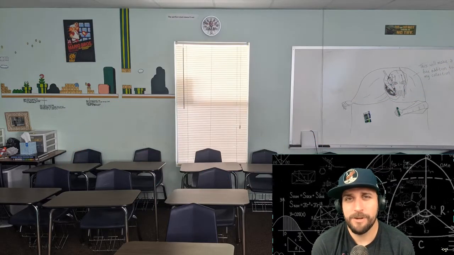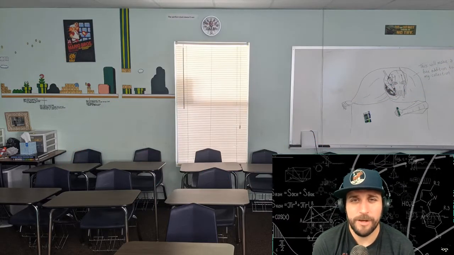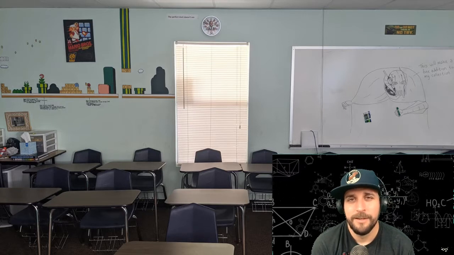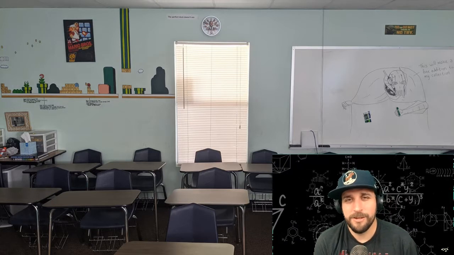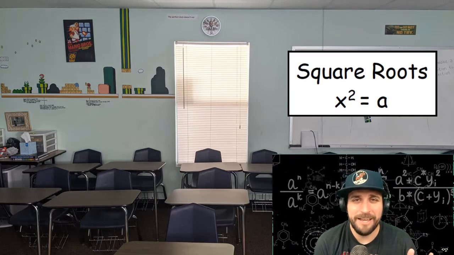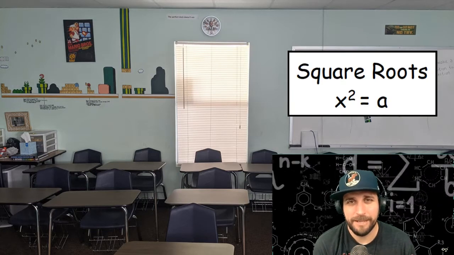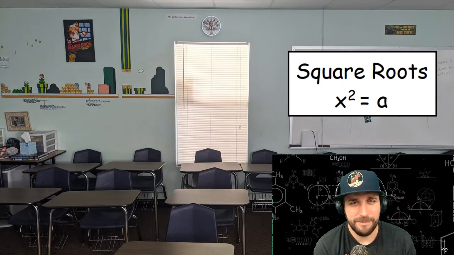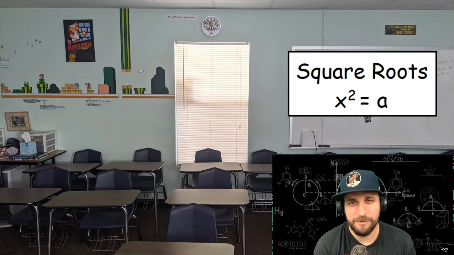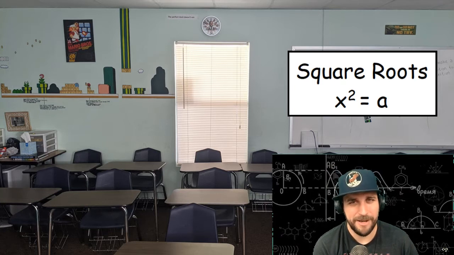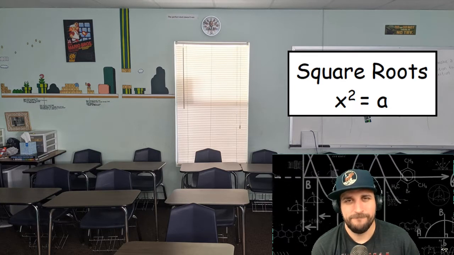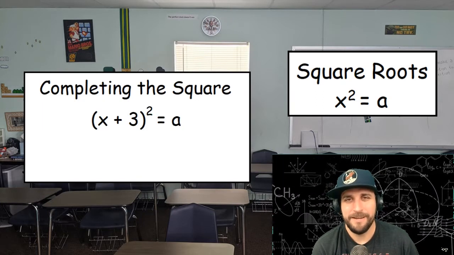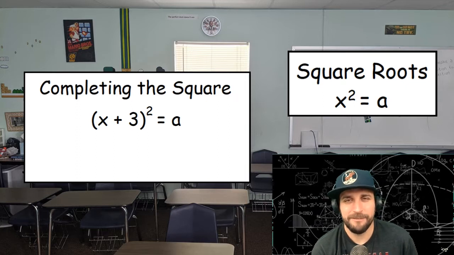So if you remember, when we were solving square roots, in order to do it, we needed to get x squared by itself equaling a number. X squared equals something. Today's lesson's kind of similar, except instead of x squared, we want to get a binomial squared equaling a number. For instance, x plus 3 squared, that would be something we would want to get by itself.